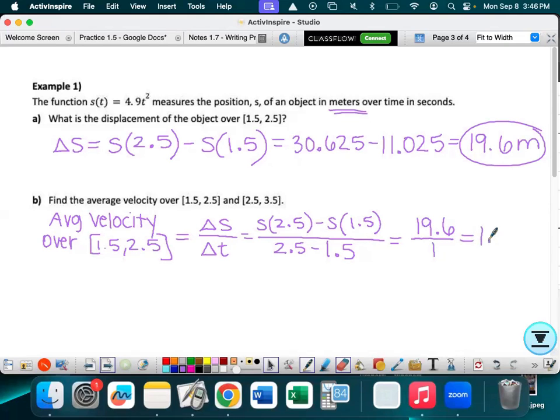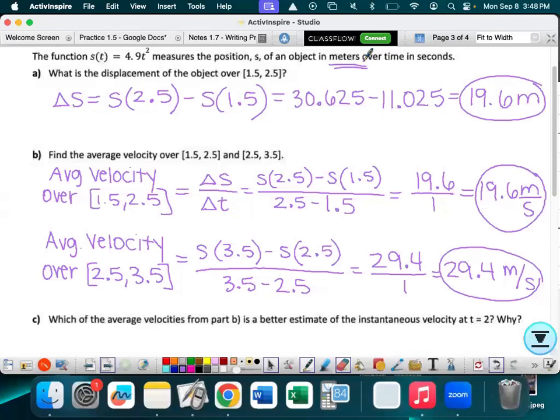So our answer is 19.6 what? If you are ever unsure of your label, think about what the label is for each part of this. So the label for change in position, meters. The label for change in time, S. So this would be 19.6 meters per second. Go ahead and do the average velocity for the next time interval, and you will see the solution pop up here in 3, 2, 1. There we have it. 29.4 meters per second is the average velocity over the time interval from 2.5 to 3.5 seconds.